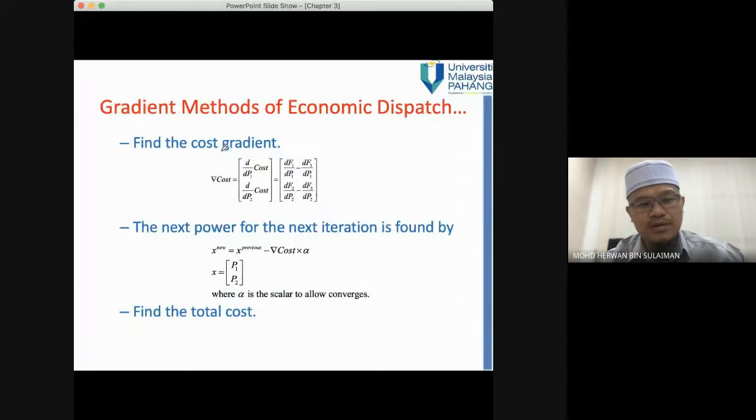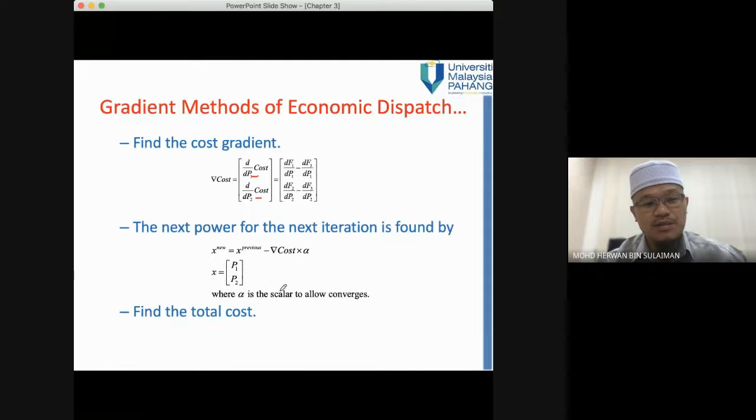And then we find the gradient. This is the gradient where we do the partial derivation d cost with respect to these two, dp1, d cost over dp1, d cost over dp2. Okay, and then the next power for the next iteration is found by x previous minus delta cost times alpha.